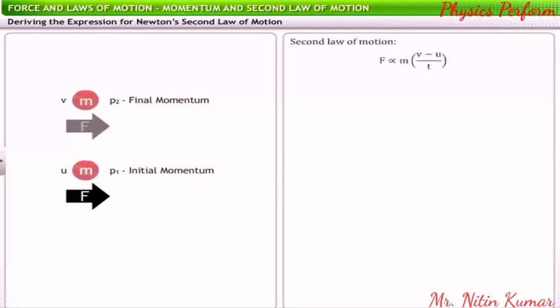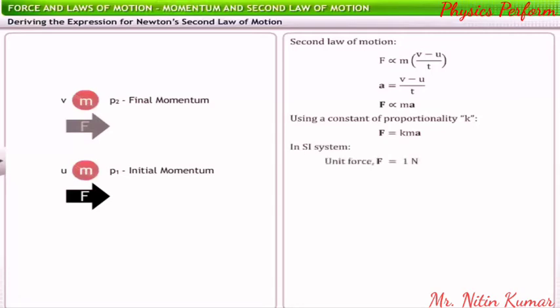This gives us the relationship F is proportional to m (v minus u) divided by t. The acceleration a of the ball is the ratio of change of velocity, v minus u, to time t. Hence, we can write this relationship as F is proportional to ma. We use a constant of proportionality, k, to equate this relationship. Therefore, F is equal to kma.